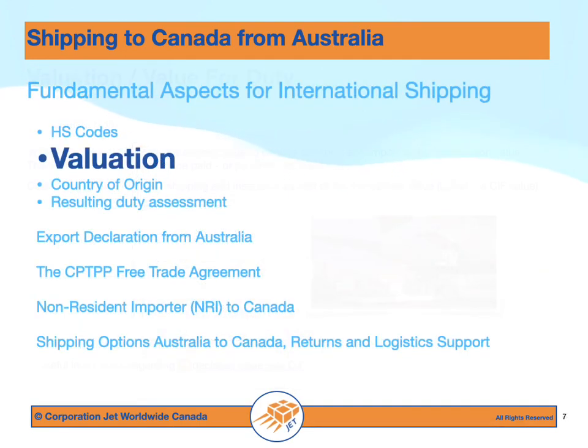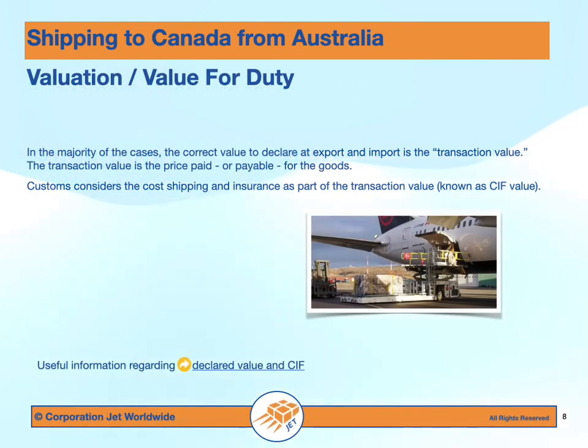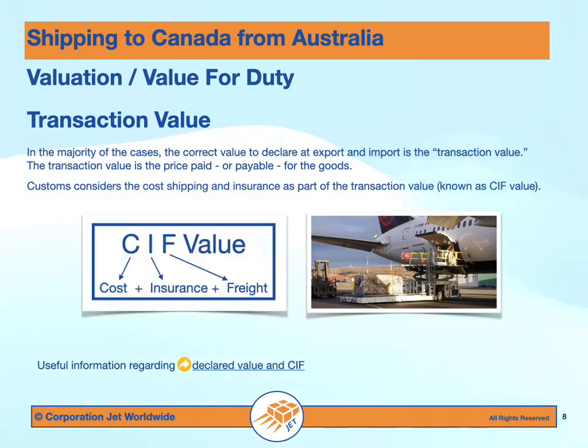Declaring a value. In the majority of cases, the correct value to declare at export and import is the transaction value. The transaction value is simply the price paid or payable for the goods. Canadian Customs, CBSA, considers a value for duty to be the cost of goods plus shipping and insurance, known as the CIF value. Best to specify these three costs on your invoice.